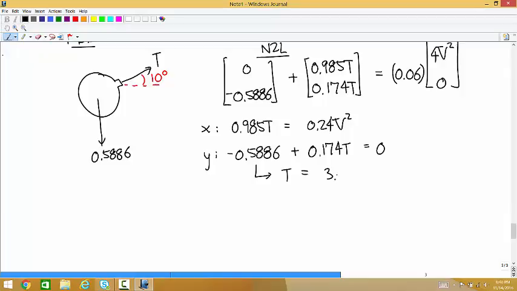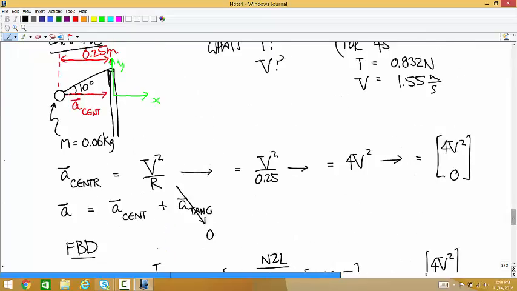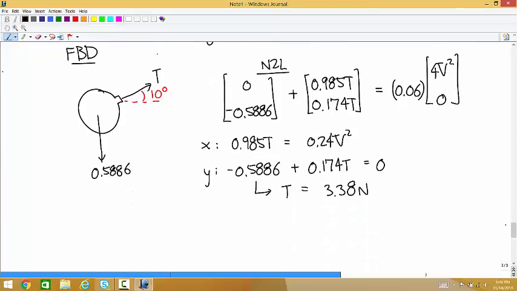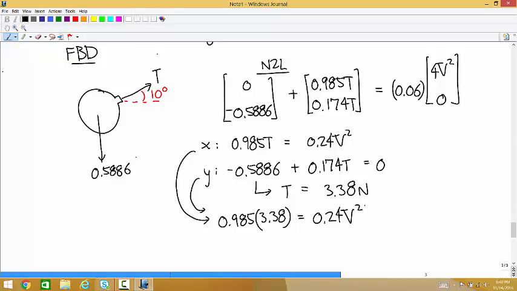Okay, 3.38 newtons. And is that tension bigger than it was before? That's what we expect. Yeah, the last one was 0.8. And now we can plug that into the x equation. So we get 0.985 times 3.38 is equal to 0.24 v squared.